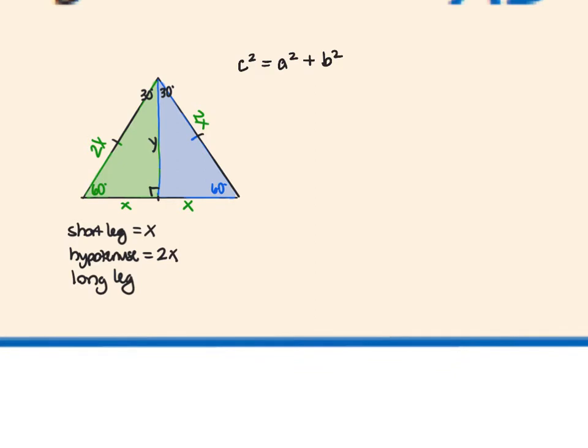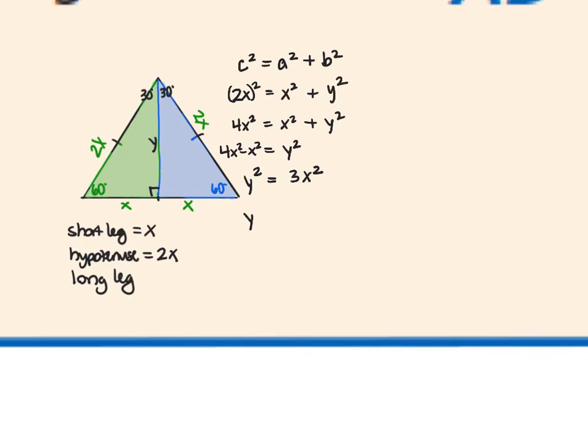C squared is equal to a squared plus b squared, and let's plug in what we know. The hypotenuse length is 2x, so that's going to be (2x) squared. One of the legs is x, so that'll be x squared, and the other one we'll just call y. When we square 2x, we end up with 4x squared, and we're going to be solving for y squared. So I'm going to rearrange this as 4x squared minus x squared equals y squared. And now I'm going to reverse those two sides to give myself a little bit more space. So y squared is equal to 3x squared when we combine like terms.